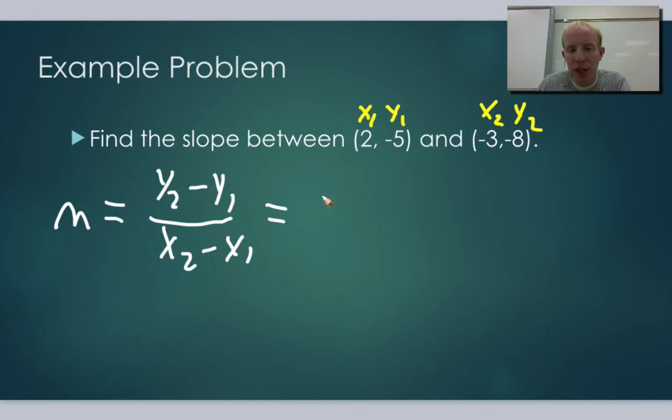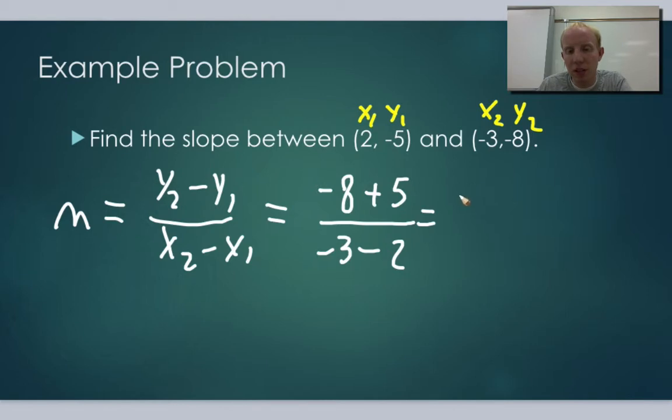So y2 in this case is negative 8, minus y1, which is negative 5, or plus a positive 5, since minusing a negative is the same as adding a positive, over x2, which is negative 3, minus x1, which is 2. So we just simplify the top. Negative 8 plus 5 is going to give us a negative 3. Negative 3 minus 2 is going to give us a negative 5. And we just simplify that out. A negative over a negative becomes a positive, so we get 3/5. So that's the slope between those 2 points.